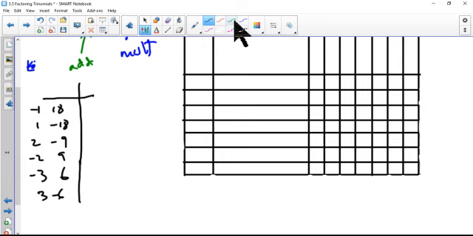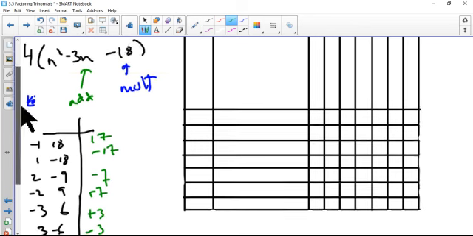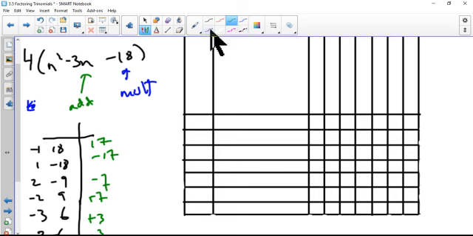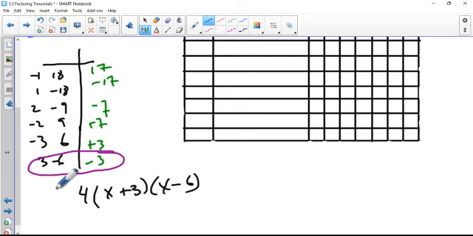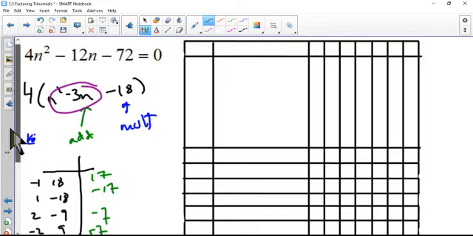So now we're going to do the addition of all those guys. We're going to get 17, minus 17, minus 7, plus 7, plus 3, minus 3. We are trying to get minus 3, so it's going to be our last term. So our final answer would be 4 multiplied by x plus 3, x minus 6. Oh, and sorry.